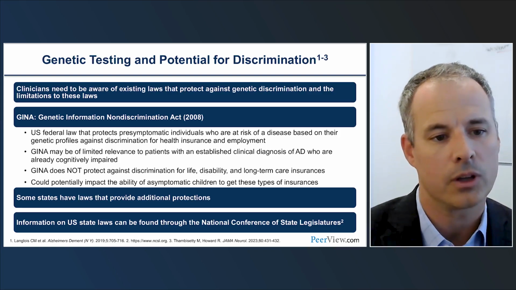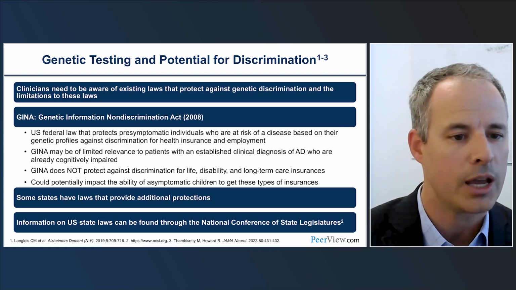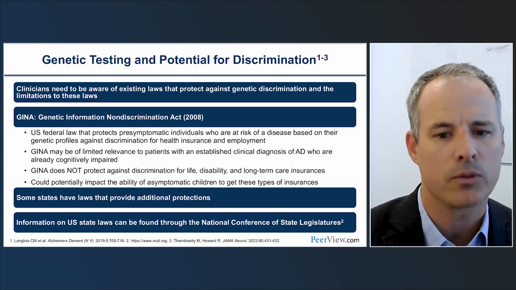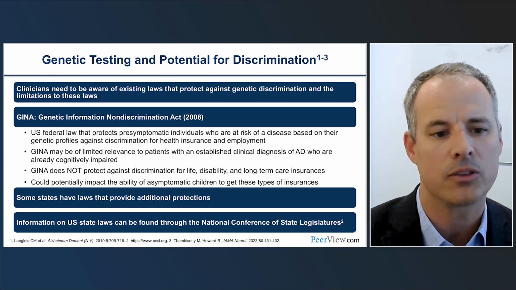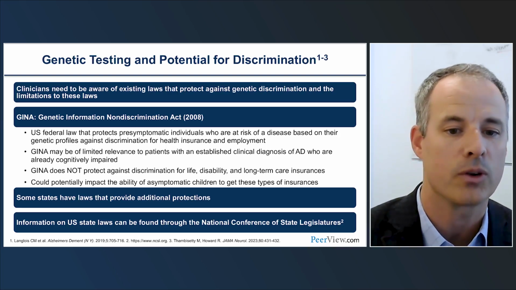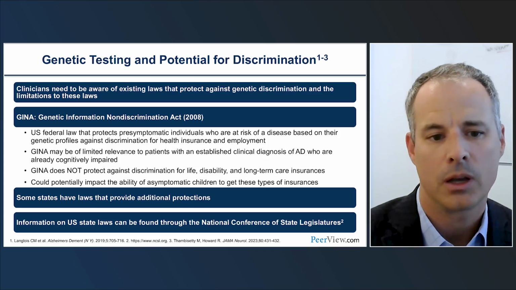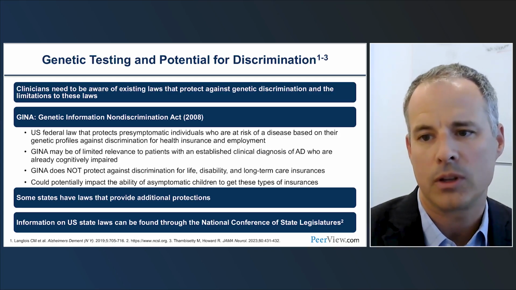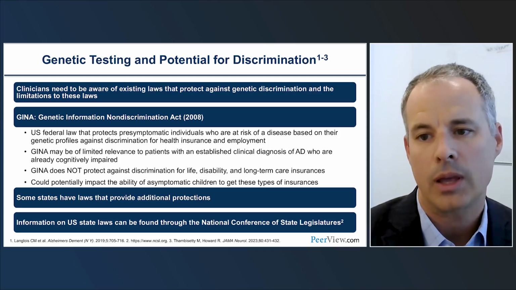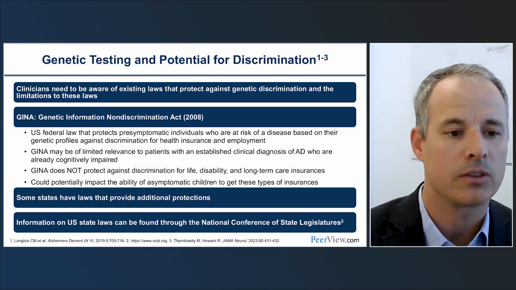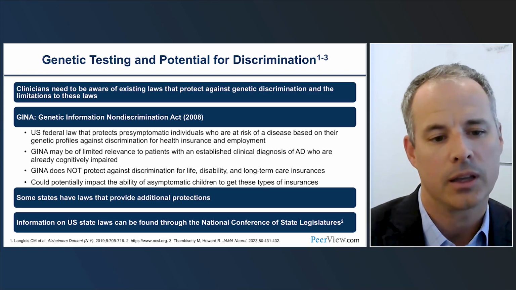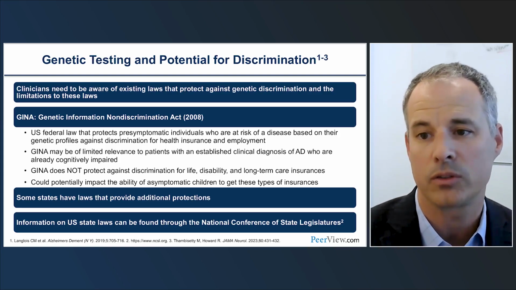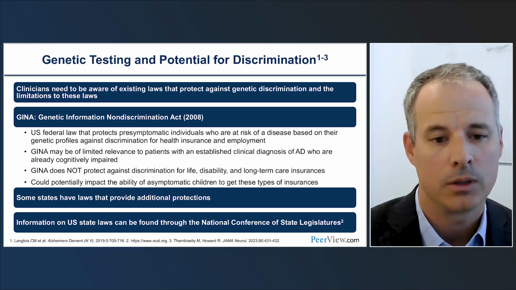One of the major laws is called GINA, the Genetic Information Nondiscrimination Act of 2008. It protects pre-symptomatic individuals at risk for a disease based on their genetic profile against genetic discrimination for health insurance or employment. So your genetic test cannot be used against you to deny you employment or health insurance. However, GINA does not protect against discrimination for life insurance, disability insurance, or other long-term care insurance. It does not do that.